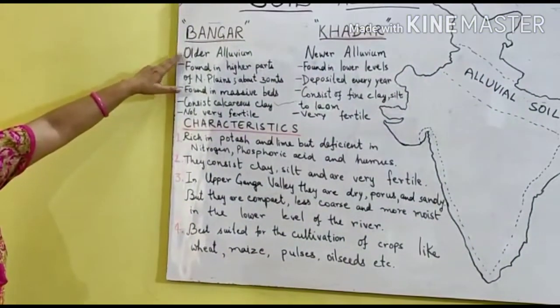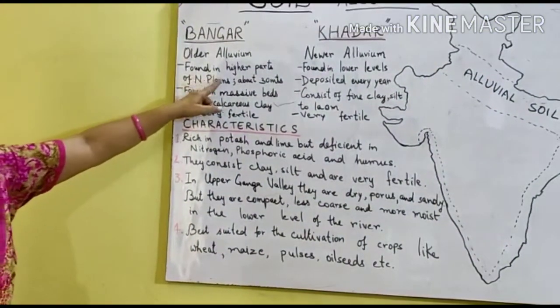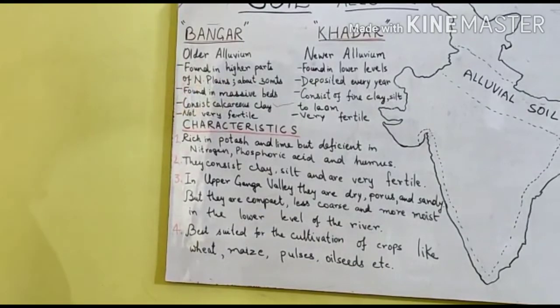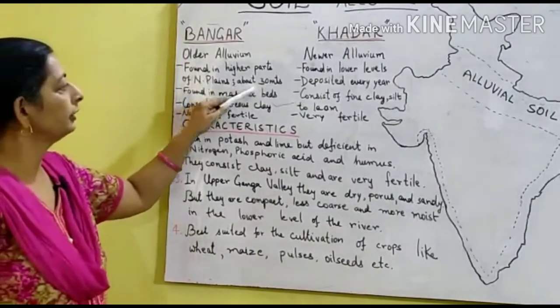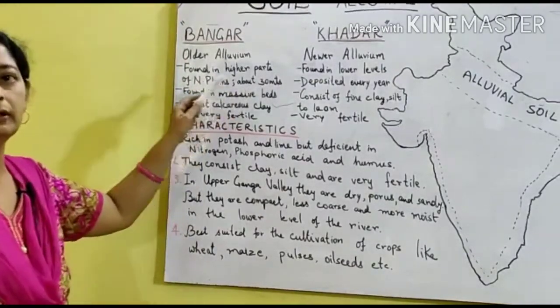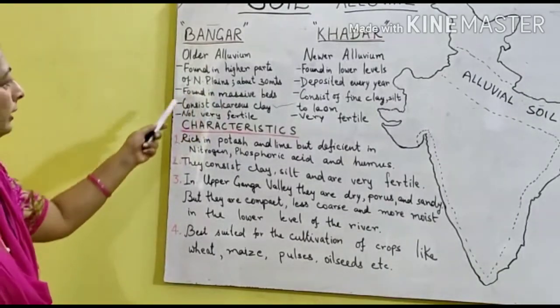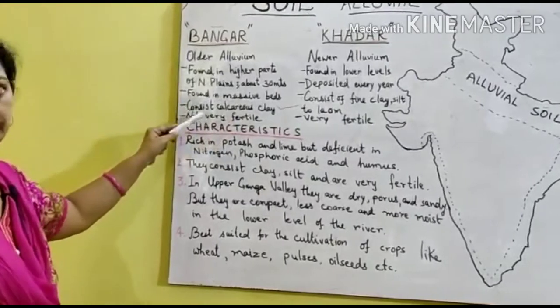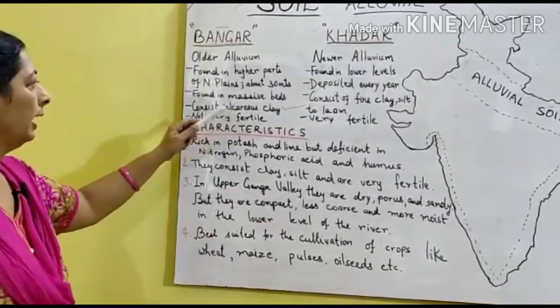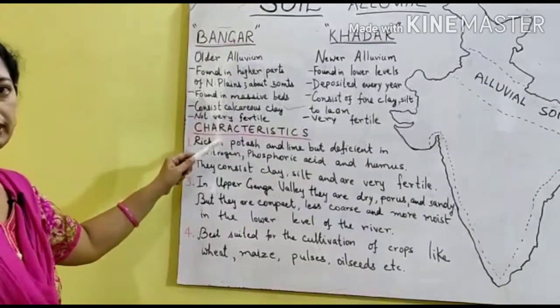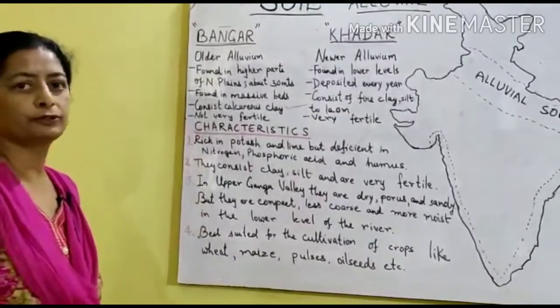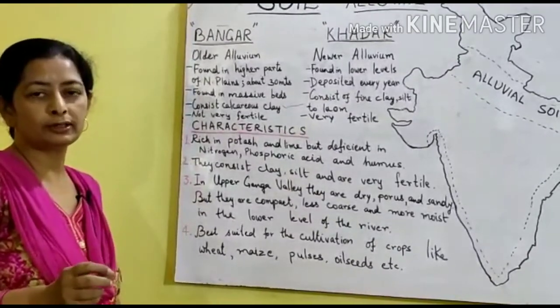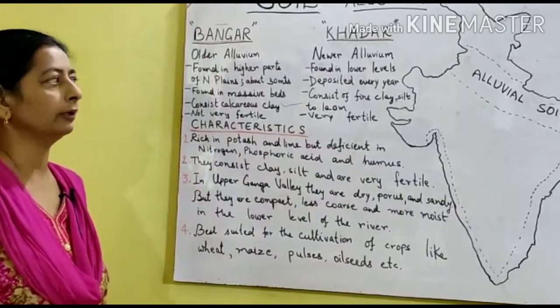Bangar is the older alluvial soil and it is found in higher parts of the northern plains. It is found above 30 meters above the river plain. And these soils are also found in massive beds. They consist of calcareous clay and they are not very fertile soil because the texture of the soil is a bit coarse and the size of the particles is bigger.